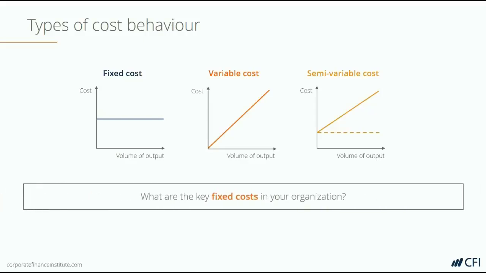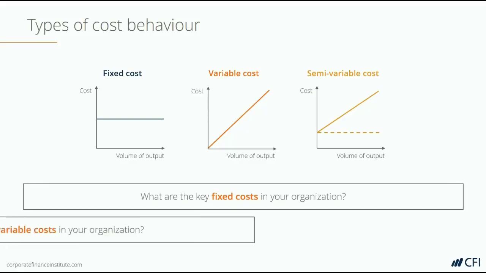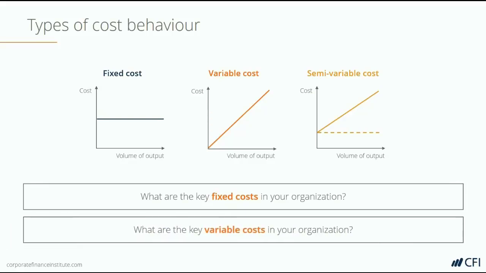Think about your organization. What are the fixed costs? Make sure you've clearly identified them. Then identify all the variable costs, and finally think about some that may be a combination of the two.